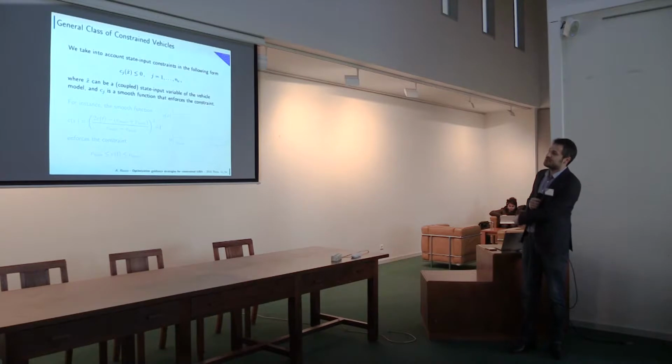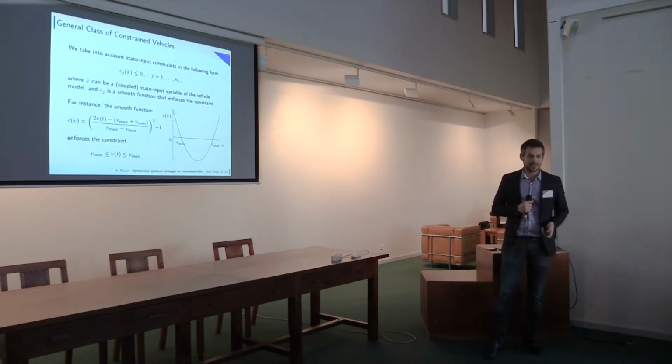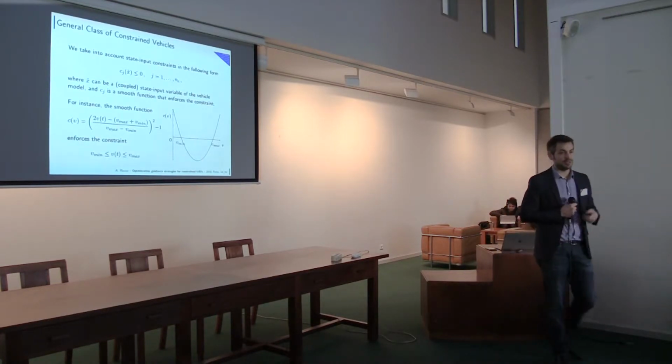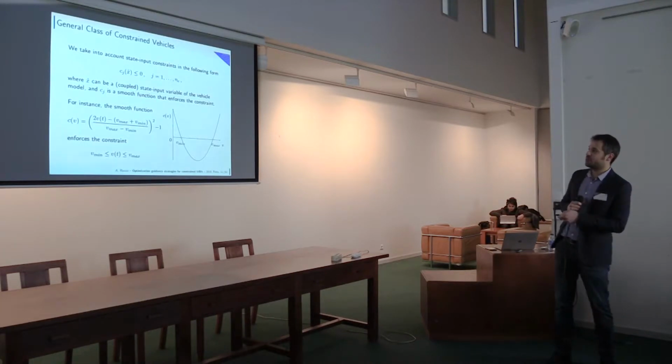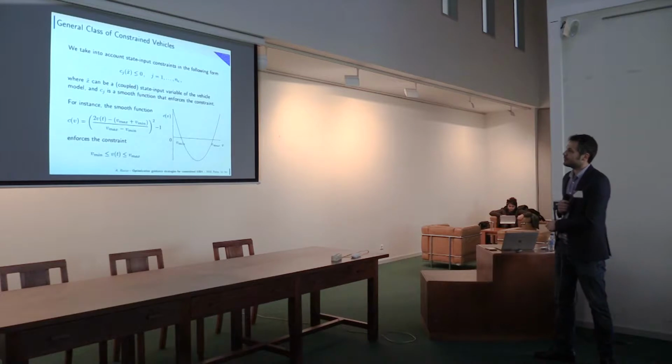So we can have some smooth function which enforces the constraints. So this is a quadratic cost function. We want the constraint C, in this case of the airspeed, to be less than or equal to 0, so something negative. And this is a smooth function that we can include in our framework.